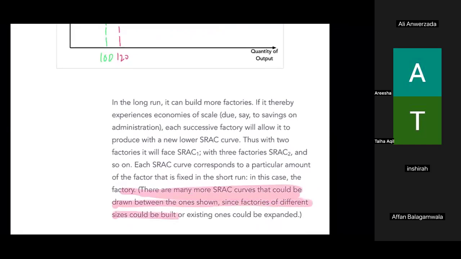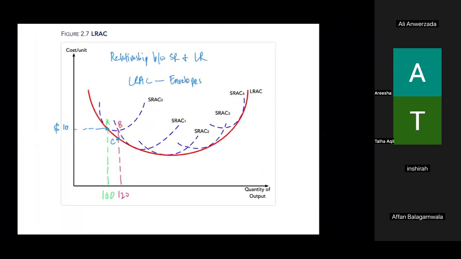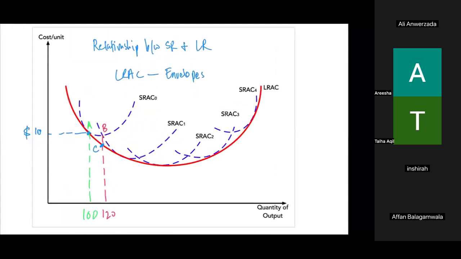and expanded. So as you keep adding new factories, as CEDAR keeps adding new campuses, you will come to a new SRAC, which will be connected to the LRAC. So what we are trying to say here, guys, is that the SRACs are basically curves that are enveloped by the LRAC curve.